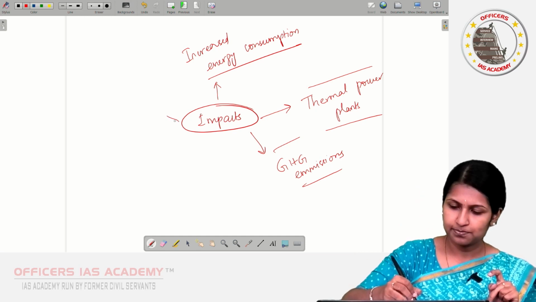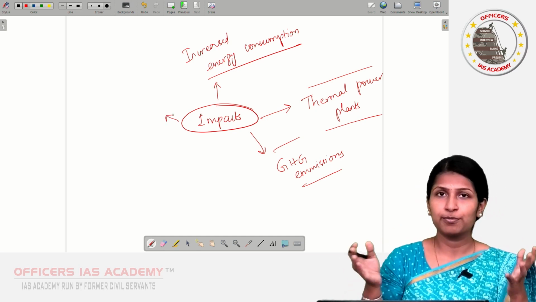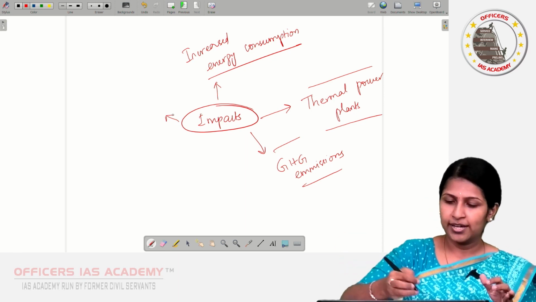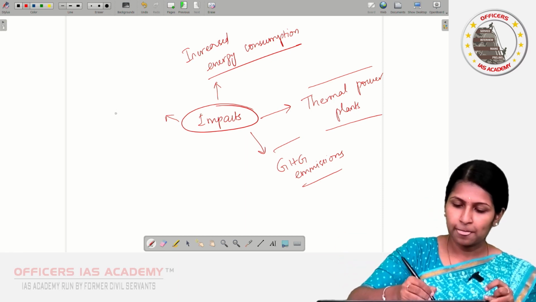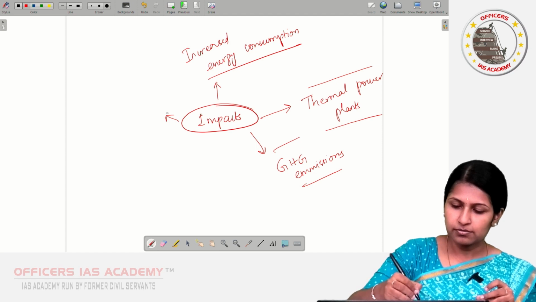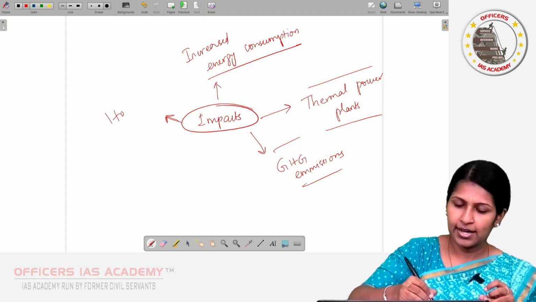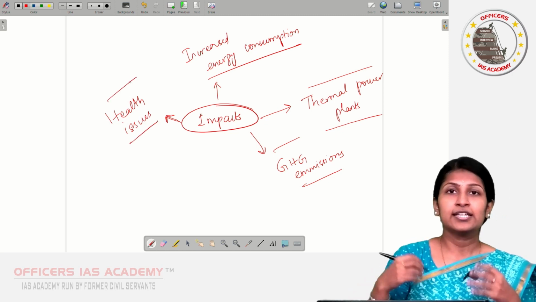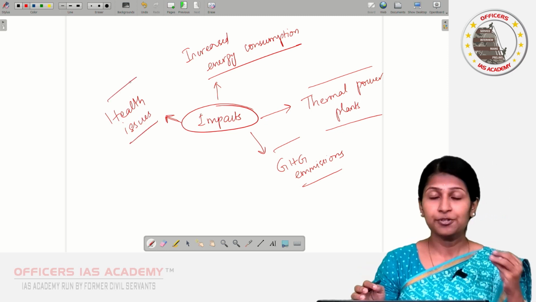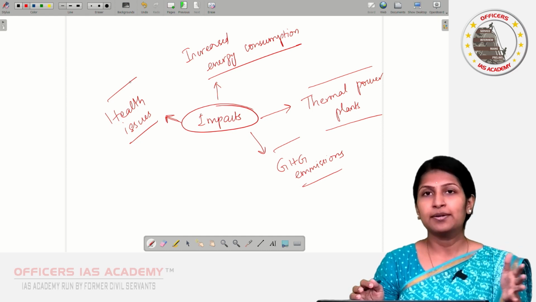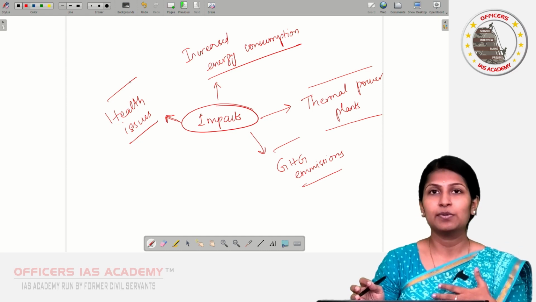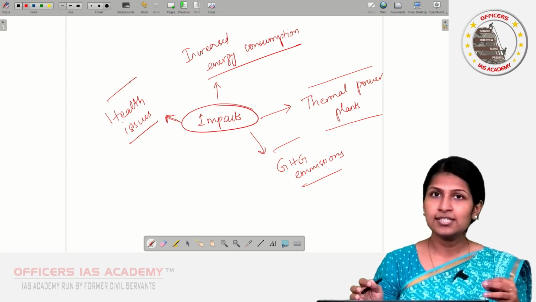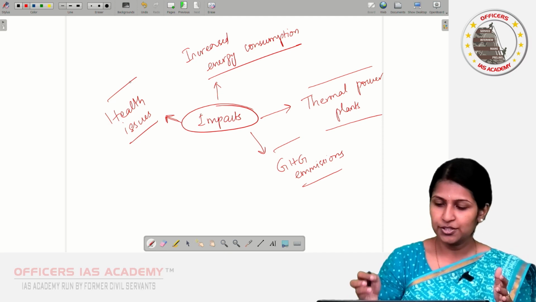Apart from this, since there is more amount of pollutants being added to the environment, it can result in health issues. Yes, there is an increasing amount of particulate matter in the atmosphere, because of which people will start having lung diseases, there can be heart problems, there will be health issues.